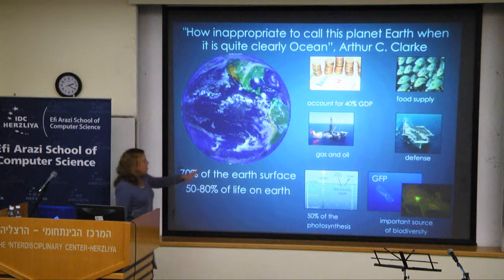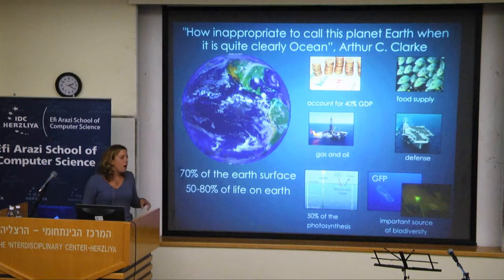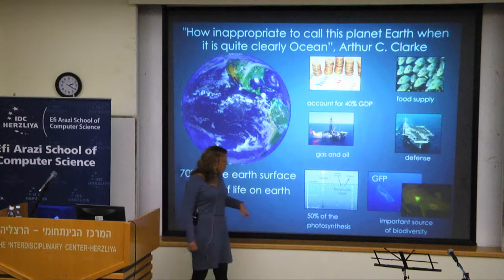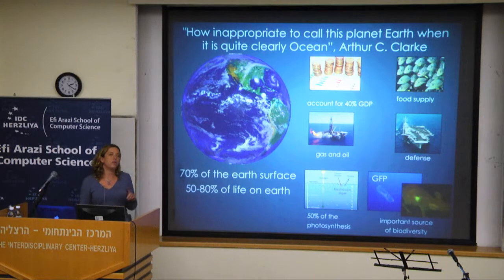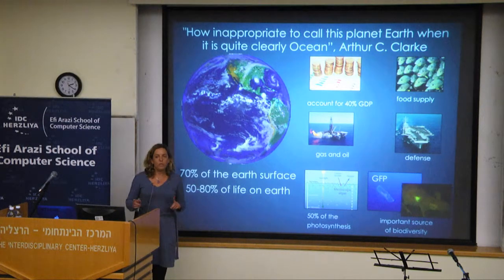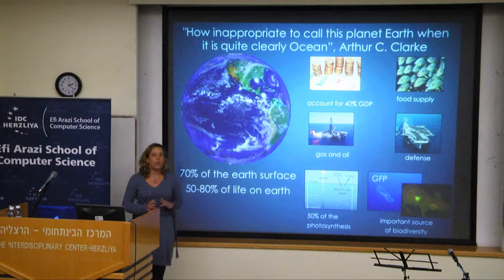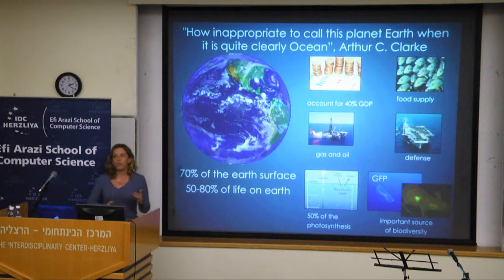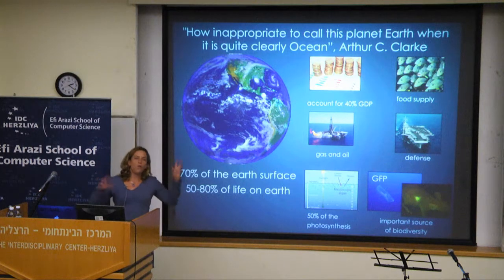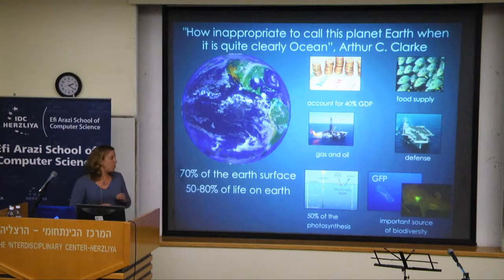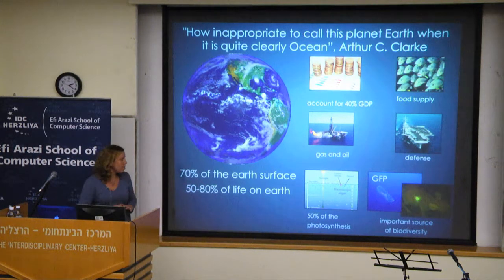So I have here 6 examples. The upper 4 are more obvious and trivial. I want to emphasize the 2 bottom ones. One is that 50% of the photosynthesis on Earth actually occurs in the ocean. When you think about the rainforests and all that, they're very important, but a similar amount of photosynthesis occurs in the ocean. The reason it's more surprising is because it is done by microscopic organisms. It's not that we see forests in the ocean, but there are plenty of microscopic organisms that accumulate to roughly the same area.